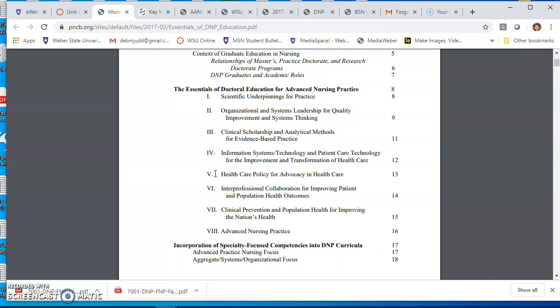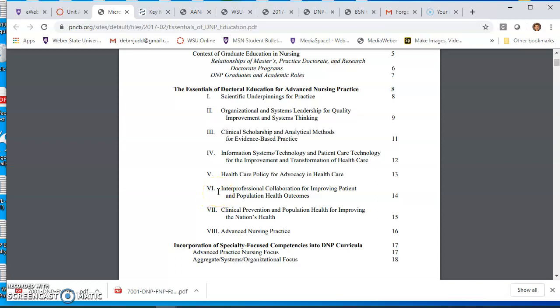Health policy and advocacy is critical for a nurse practitioner at the master's or doctoral prepared level. But at the doctoral level, one of the things that you will be expected to participate in is looking at how you can make improvement. And a lot of times that's through policy or protocols or guidelines. And we'll talk a little bit more about that.